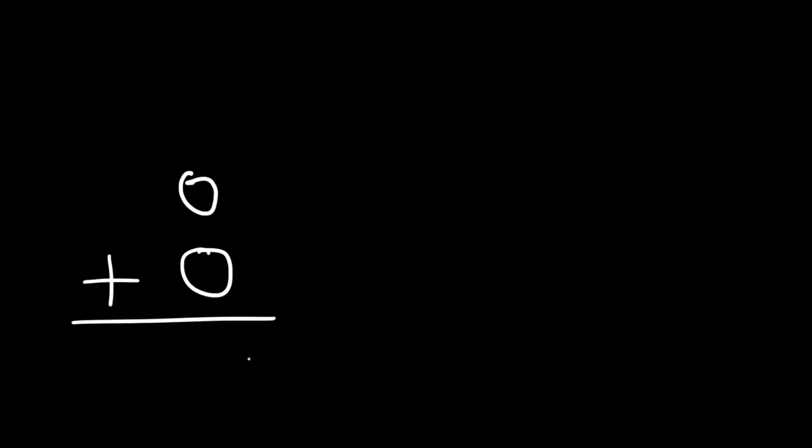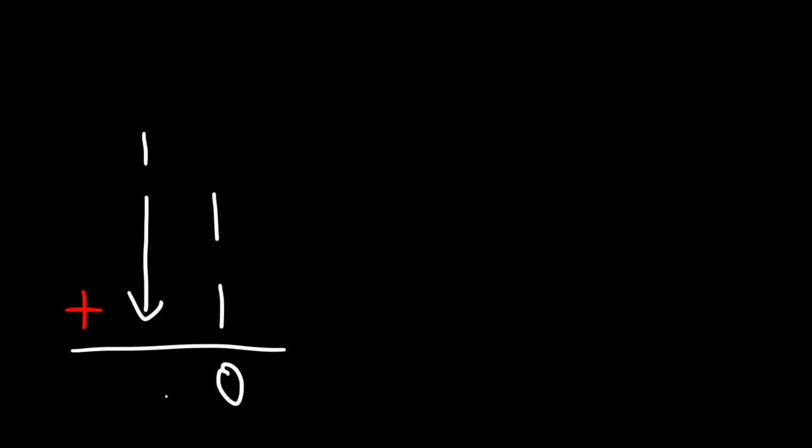In this lesson, we're going to talk about how to add binary numbers. So let's start with the basics. What's 0 plus 0? 0 plus 0 is 0. Now what about 1 plus 0? How can we add those two binary numbers? 1 plus 0 is 1.